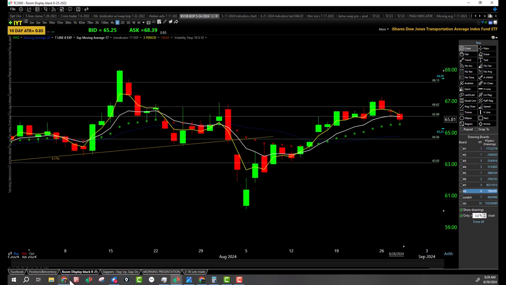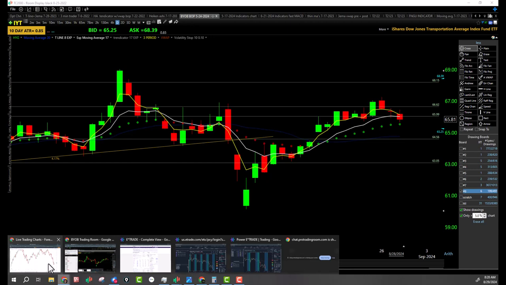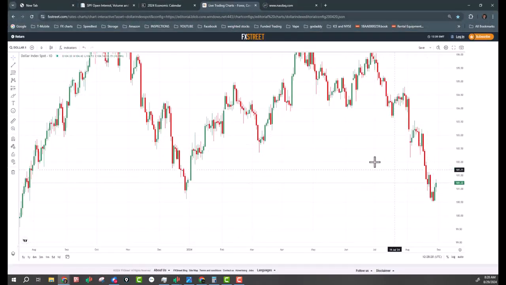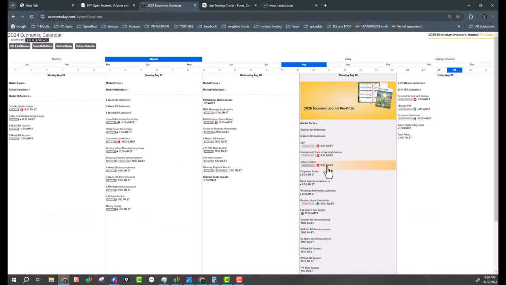All right, so here's IYT. Let's go take a look at the economic calendar because we got some stuff happening today. Main event for the economic calendar: GDP's coming out in 2 minutes. International trade in goods coming out in 2 minutes, 8:30. Jobless claims, 8:30. Consumer profits, 8:30. Retail inventories, 8:30. Wholesale inventories, 8:30. Pending home sales at 10.